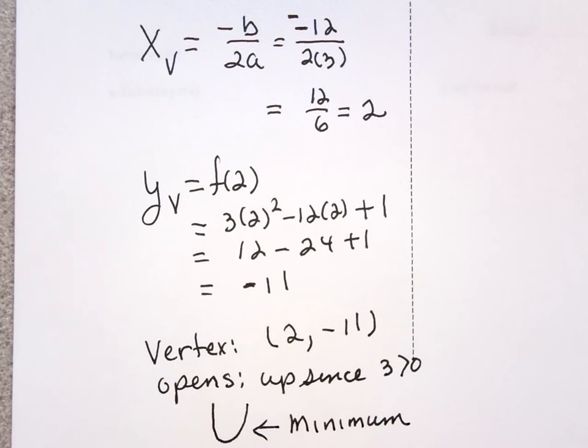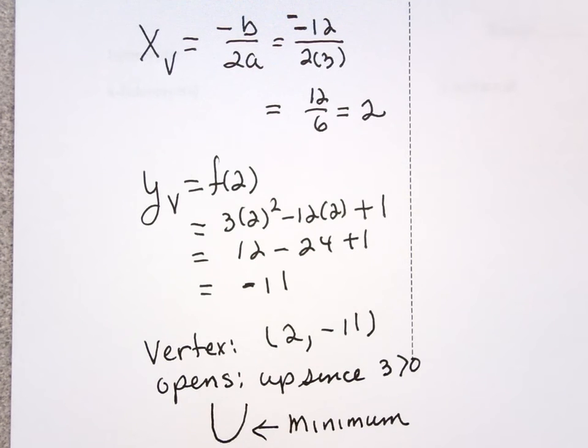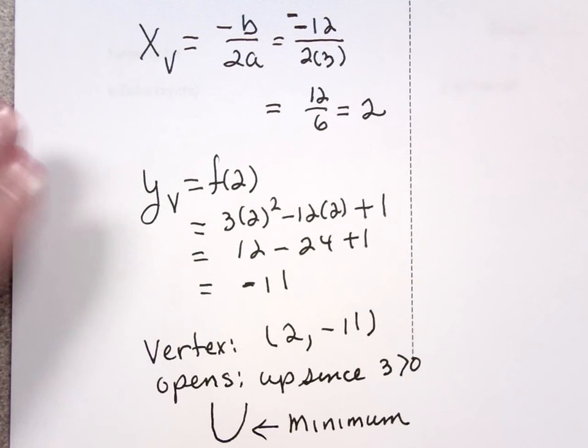Since he opens up. So anytime I'm dealing with maxes or mins, I look at the thing and I look, does he open up or does he open down? If he opens up, I draw this picture, it tells me he has a minimum. If he opens down, I draw the other picture that says he has a maximum. Pictures help.